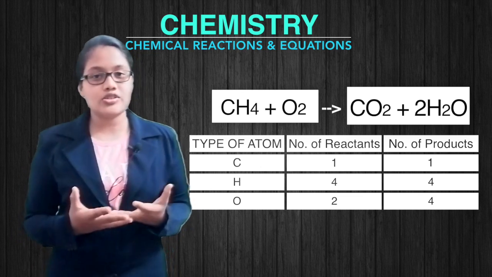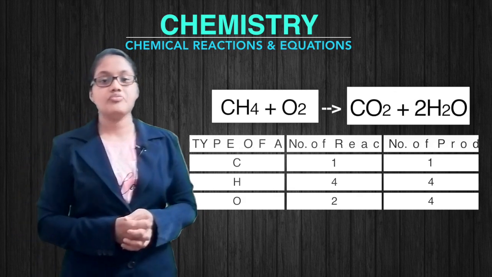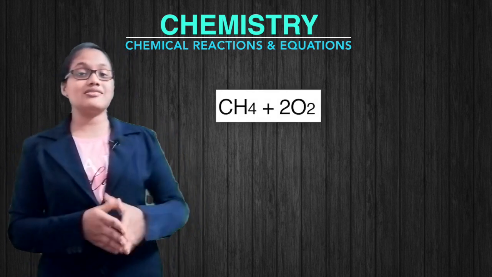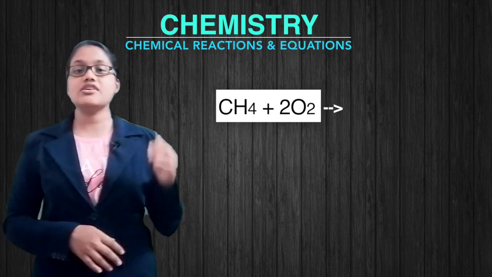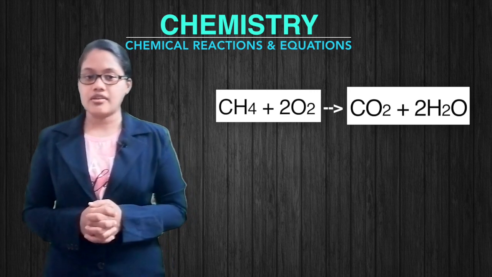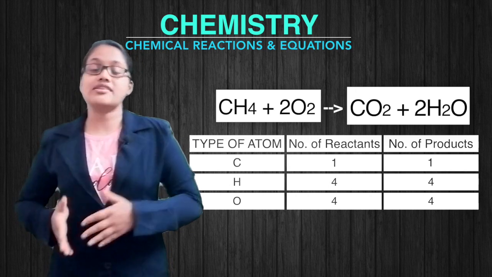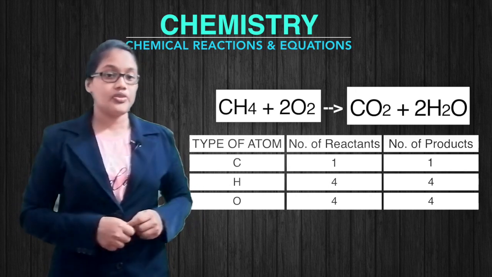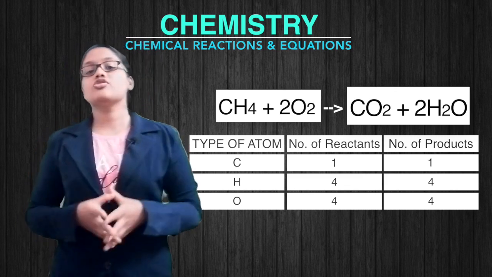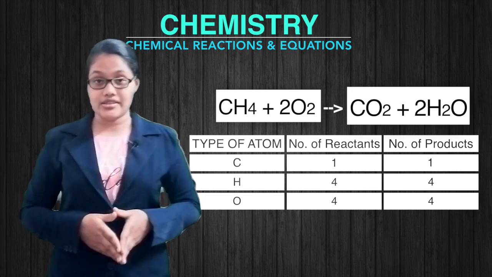So that is also can be balanced by putting a 2 in the reactant side. So let's see what happens to the equation then. So CH4 plus 2O2 gives CO2 plus 2H2O. So let's count the number of atoms again. So here we'll have the number of carbon atoms on both reactant and the product side as 1, and the hydrogen atoms will become 4 and the oxygen atoms will also become 4. So now the chemical equation is balanced.